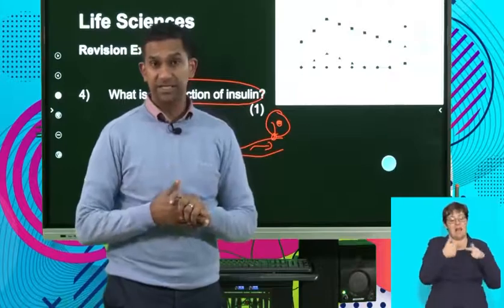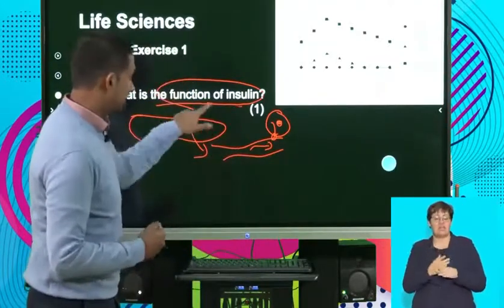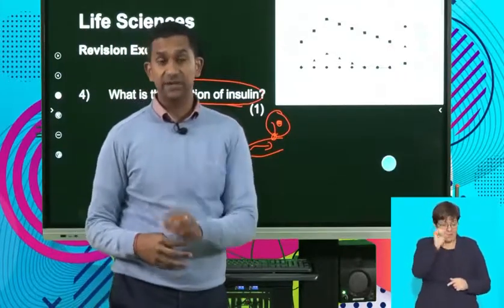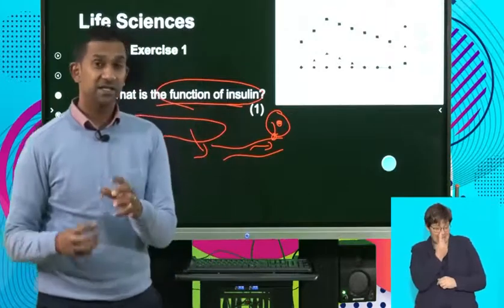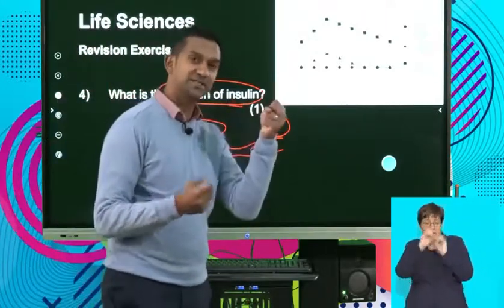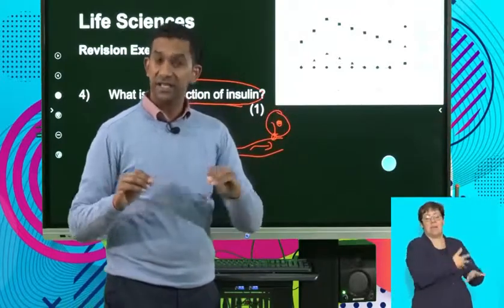blood glucose levels. Often learners explain that the function of insulin is to decrease the blood glucose level. That is correct. However, you need to understand that it's the insulin that allows for the glucose to be absorbed into the cells, which then ultimately reduces the level of glucose in the bloodstream.